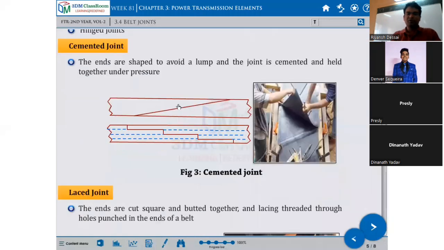Cemented joint. What is the cemented joint? The ends are shaped to avoid a lump, and the joint is cemented and held together under pressure. So in a cemented joint, the ends are shaped to avoid a lump, and the joint is cemented and held together under pressure.